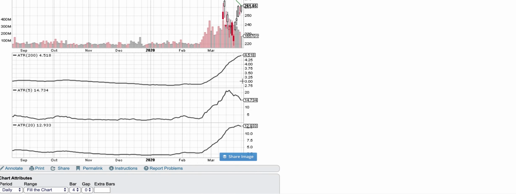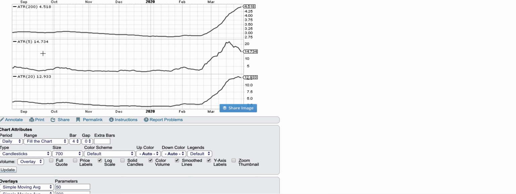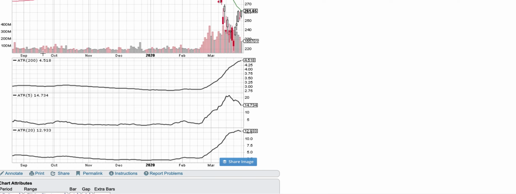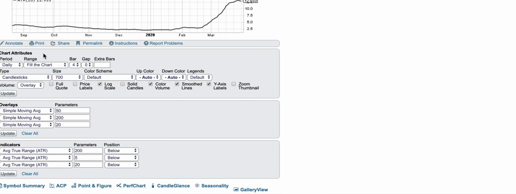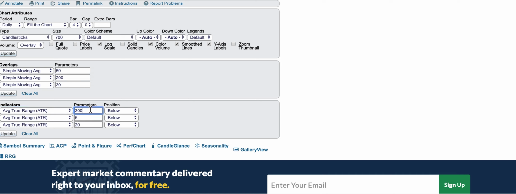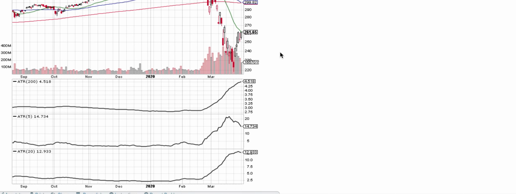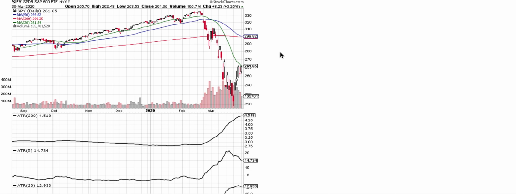Now, the other thing I mentioned was using ATR, which is a measure of volatility, average true range, to understand how much prices are moving. And again, on most charting platforms, this is an indicator that you can select. And what I've done here is, again, just selected the average true range over a number of different look-back windows, so a 5-day, a 20-day, and a 200-day. And these are plotted beneath the chart of the SPY ETF.